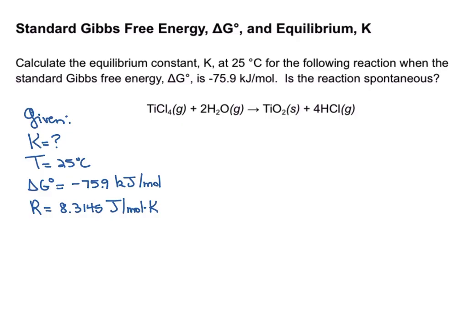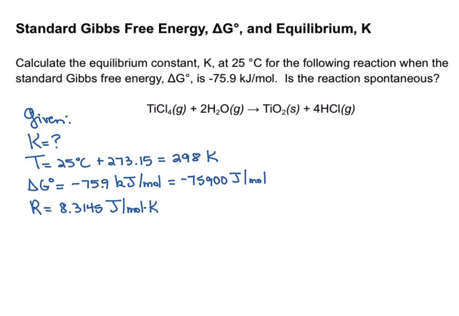So I want to take a look at my units before I start, and I see that my delta G is in kilojoules, but my R is in joules. And since this example did not specify units, I'm going to go ahead and convert my kilojoules to joules. Remember, 1 kilojoule is 10 to the third joules. So this equals negative 75900 joules. I also want to make sure that my temperature is in Kelvin. And since my initial temperature does not have a decimal place, my converted temperature will not have a decimal place.